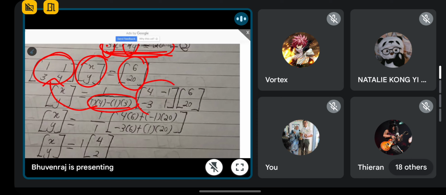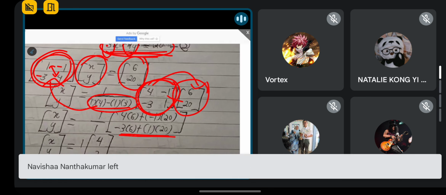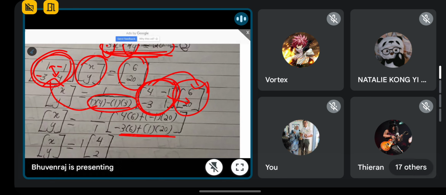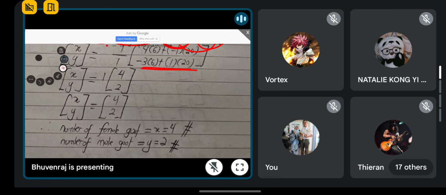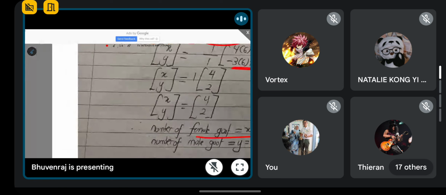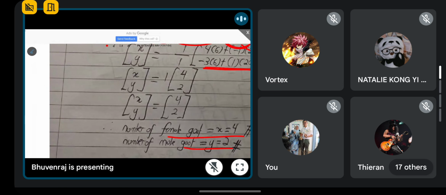Okay, then you do the songsangan, inverse of this one. Okay, tukar kedudukan dua nombor ni and then add negative to both of the number. Okay, so you will get like this. And then salin balik 6, 20. And then you do the multiplication, pendaraban matrix. You times 4 times 6 plus negative 1 times 20. And then negative 3 times 6, 1 times 20. Okay, so you should get an answer of 4 and 2. Means that you conclude that kesimpulan kamu, number of female goat is 4 and number of male goat you should get is 2.